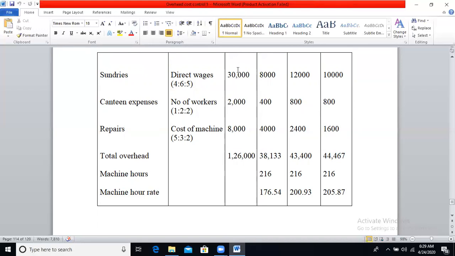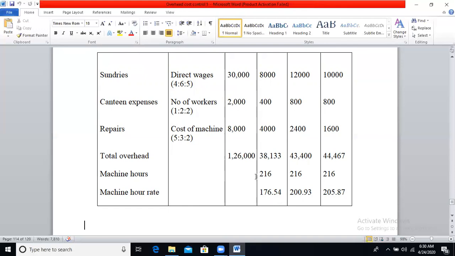Now total all the overheads. The total of total column will be 1,26,000. Total of X column will be 38,133. Total of Y column will be 43,400. Total of Z column will be 44,467. So for each machine, separately you have to calculate the machine hour rate. Here they have mentioned the machine hours for all the machine will be 216 hours. So how you will get machine hour rate? Total overheads divided by machine hours, you will get machine hour rate.